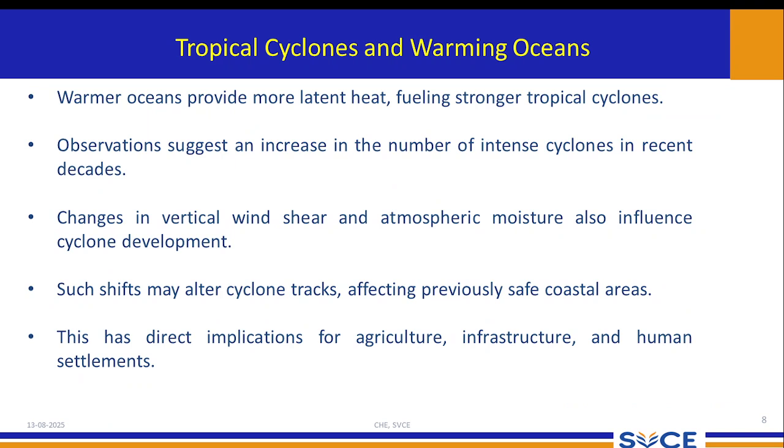Tropical cyclones and warming oceans. Warmer oceans provide more latent heat, fueling stronger tropical cyclones. Observations suggest an increase in the number of intense cyclones in recent days. Changes in vertical wind shear and atmospheric moisture also influence cyclone development. Such shifts may alter cyclone tracks, affecting previously safe coastal areas. These have direct implications for agriculture, infrastructure, and human settlement.